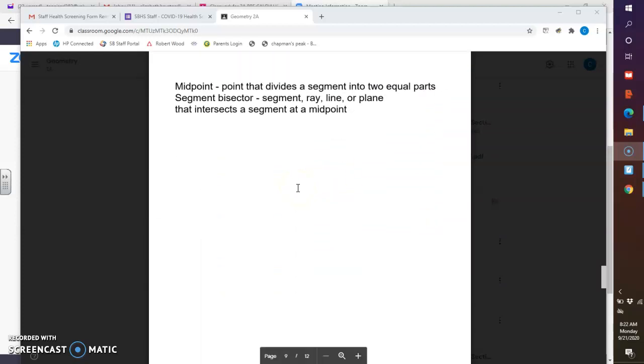Now our other topic here is midpoint, and we'll talk about segment bisector as well. But the midpoint is going to be the key. The midpoint is a point that divides a segment into two equal parts.